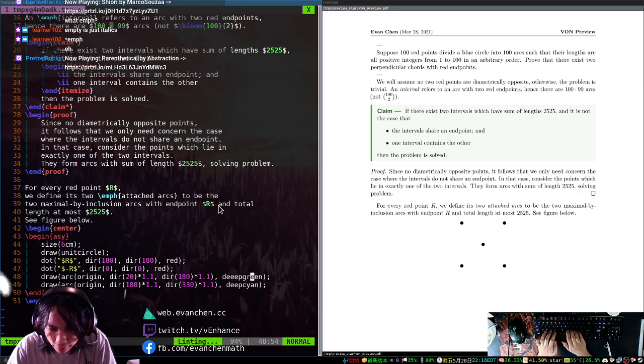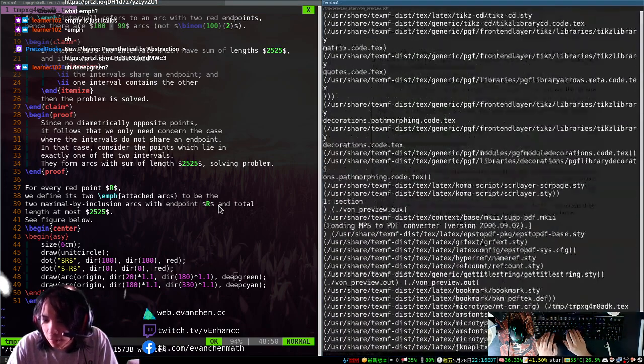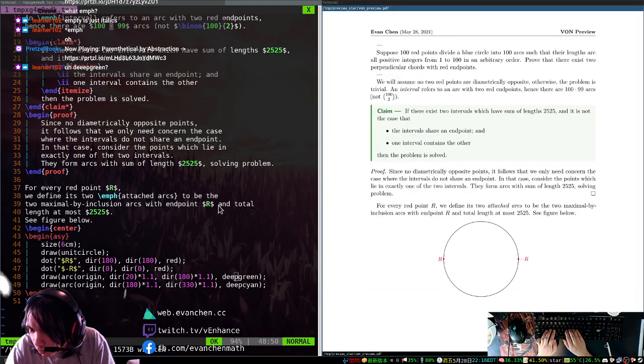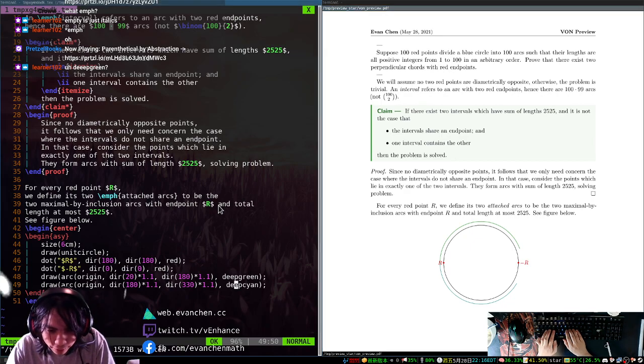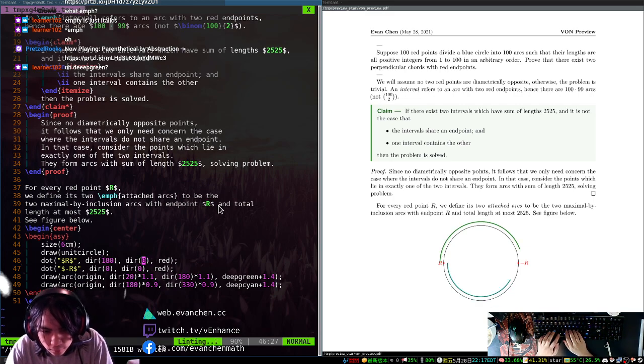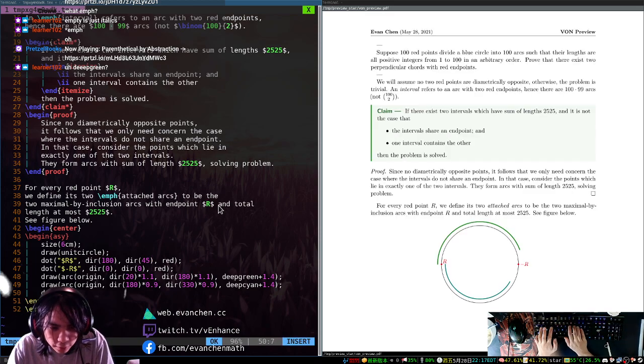Did I misspell deep green? That's embarrassing. Oh crap, I should make them different radii. This is hard to do, right? Make them actually look like arcs. Oh, that's pretty good. So dot dir 20 red, dot dir 330 red.